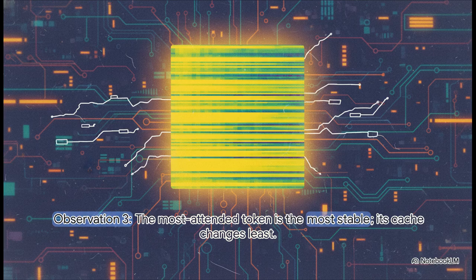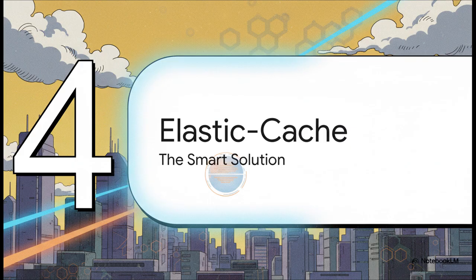The single most important token at any moment, the one that all the other tokens are paying attention to, is also the most stable. Its own value barely changes. And that's huge, because it means you can watch that one token to get a really cheap, really reliable signal for how stable the whole system is. So taking those 3 insights, they built a truly brilliant and adaptive solution. This is Elastic Cache. Let's see how they put all those pieces together to build a way more efficient system.